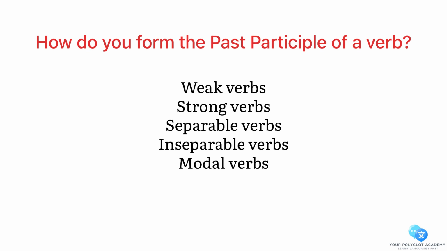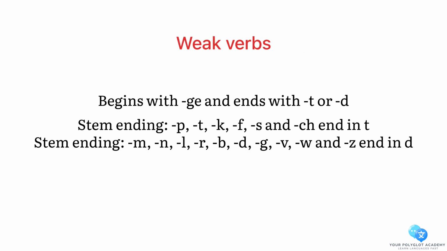To that, we have to differentiate between weak and strong verbs. We'll start with weak verbs. The past participle of a regular, weak verb begins with ge and ends with t or d. Past participles of verbs with a stem ending in p, t, k, f, s, and g end in t. And those of verbs with a stem ending in soft consonants such as m, n, l, r, b, d, g, v, w, and z end in d. For instance, if we take the verb werken, which means to work, it has a stem ending in k. So the past participle is going to be gewerkt.